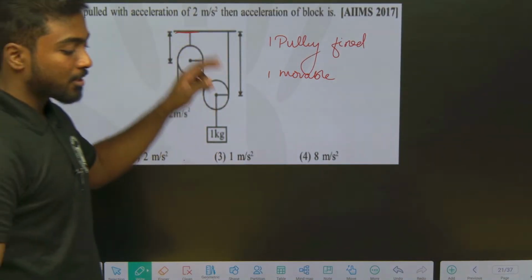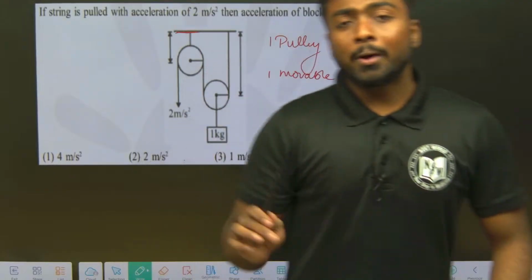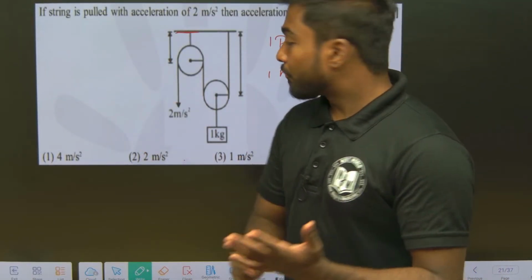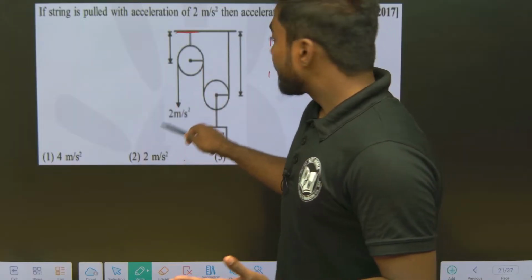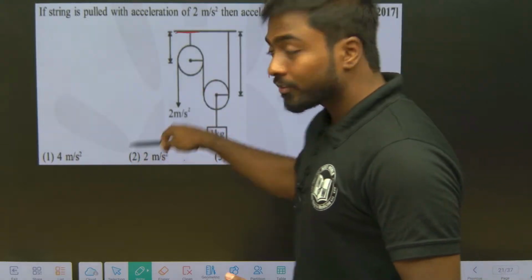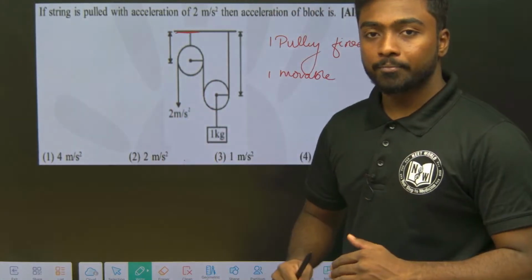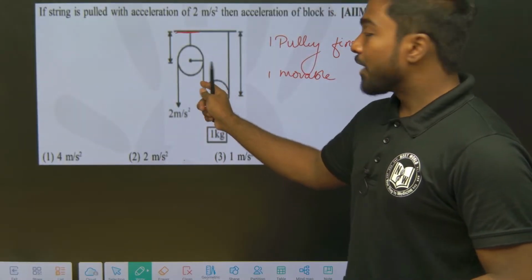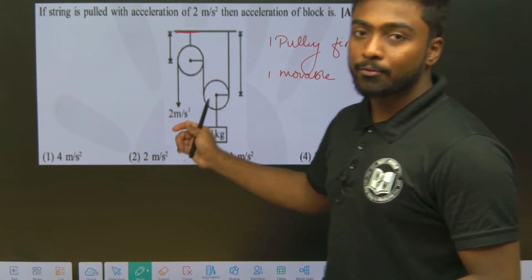How much acceleration? See, whenever you are getting these kind of problems, remember one thing, if acceleration is there, then these two strings are there, it will be double. If force is there, it will be half. I am pulling with acceleration, it will get doubled. If force is there, it will get half of that.